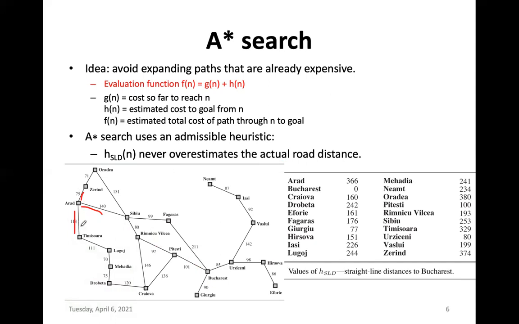And what is h of n? We can see that the h of n of Zerind is 374. The h of n of Sibiu is 253. H of n of Timisoara is 329. So now, according to this function, we have to add up these values, and then decide what is the minimum, and by selecting that minimum, we process the algorithm. This is called A star search.